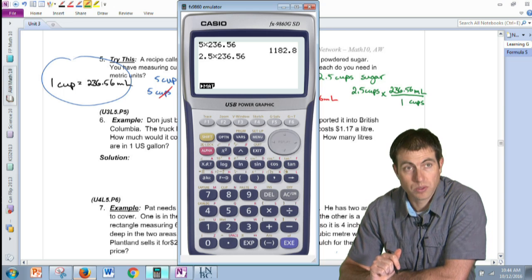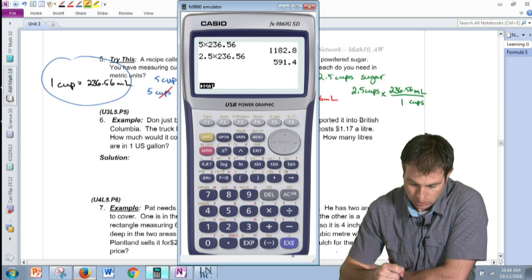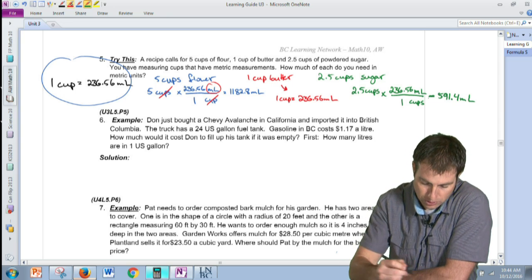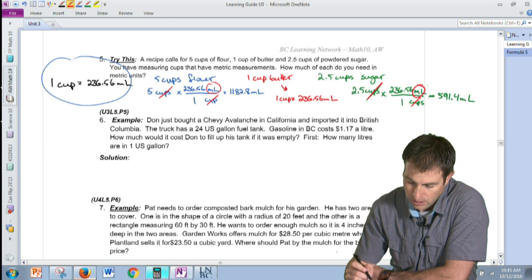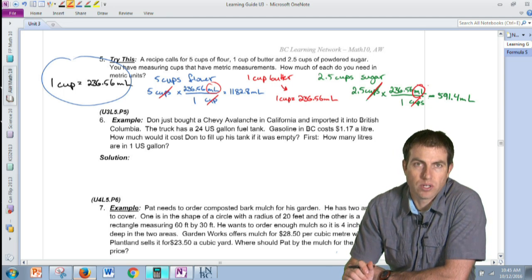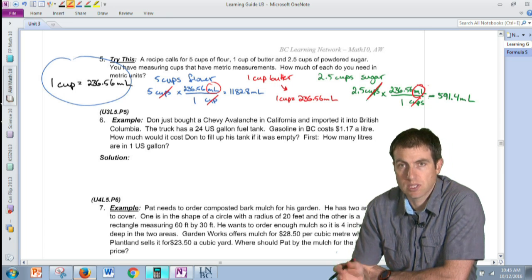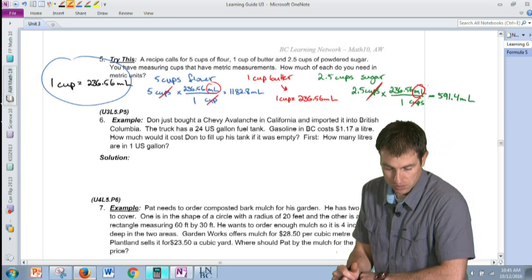All right, so to do the multiplication, 2.5 times 236.56, and then I hit equals, and I get 591.4. Making sure to include units. So cups cancel, cups gone, end up with units of milliliters. This is the exact same stuff as we were doing before, converting units, except before it was usually distances. We were talking about lengths, inches to centimeters, centimeters to kilometers. Now we're just doing the exact same process, except we're using volumes instead.